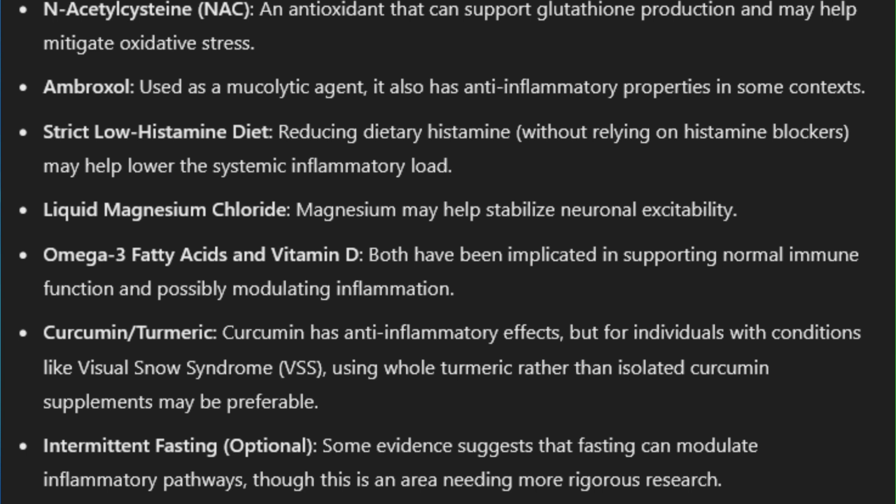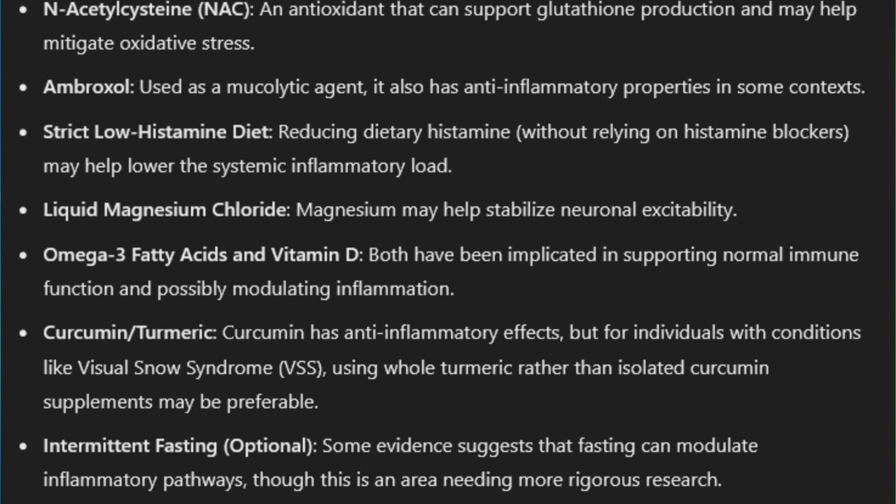The next one is Ambroxol. Now, Ambroxol is actually used as a mucolytic agent, but it also has anti-inflammatory properties. Another thing that can help reduce inflammation is a very strict low histamine diet. Reducing dietary histamine without relying on histamine blockers can potentially help lower the systemic inflammatory load.